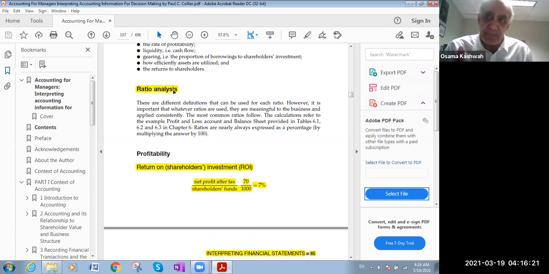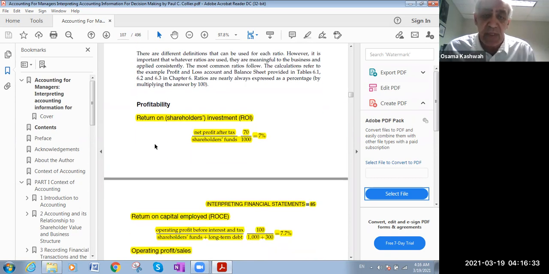Through this, we can know the return on investments. We have many financial ratios, and all are very important for the decision maker, like I said. So the first one of them is the return on investment, which is known with the word ROI. This is very important, ROI. So what is the ROI?